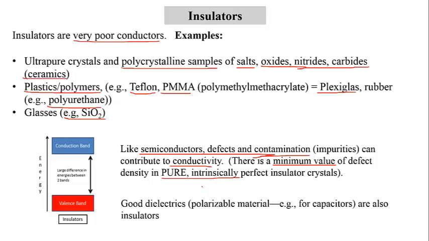It's called interstitials. So good dielectrics are another example, and remember dielectrics are polarizable materials. So for example, you can put them into capacitors to increase the capacitance. And these are also insulators.